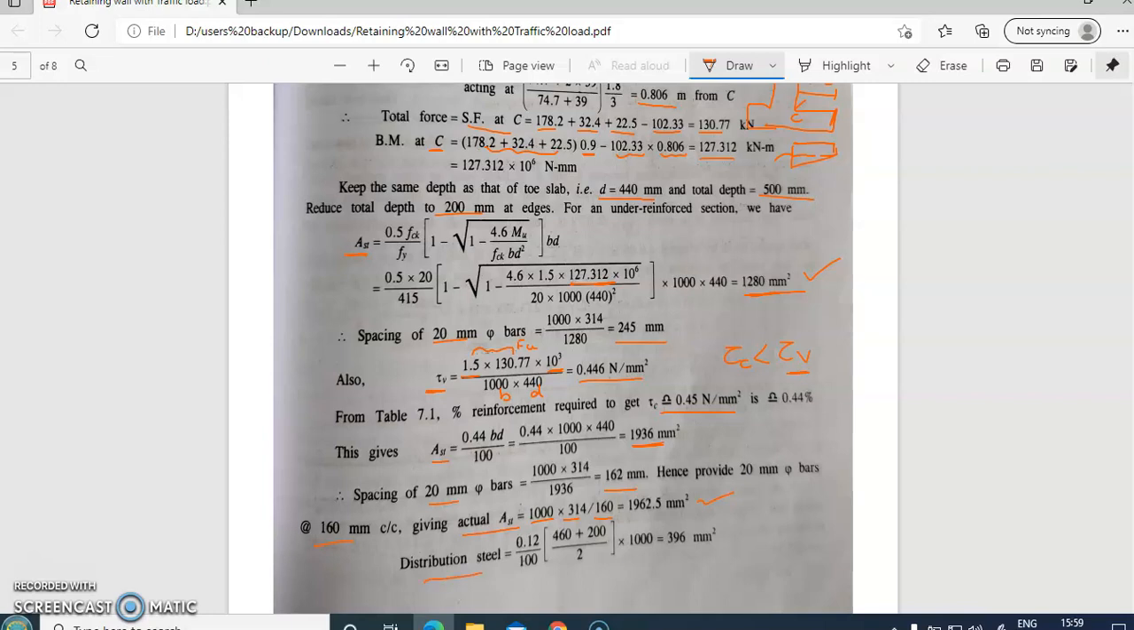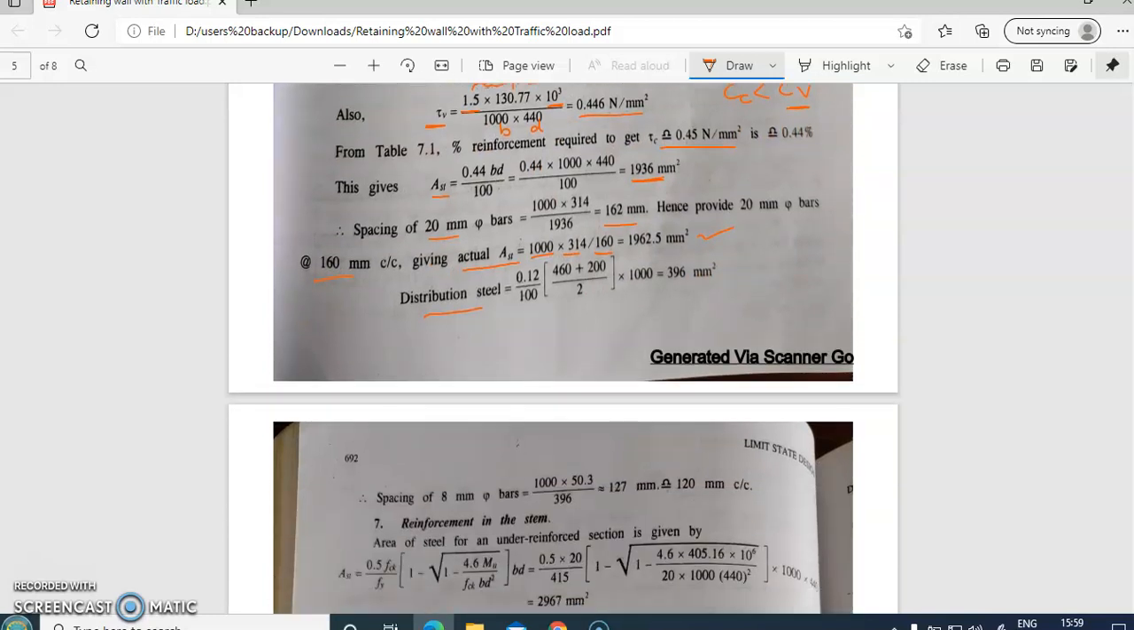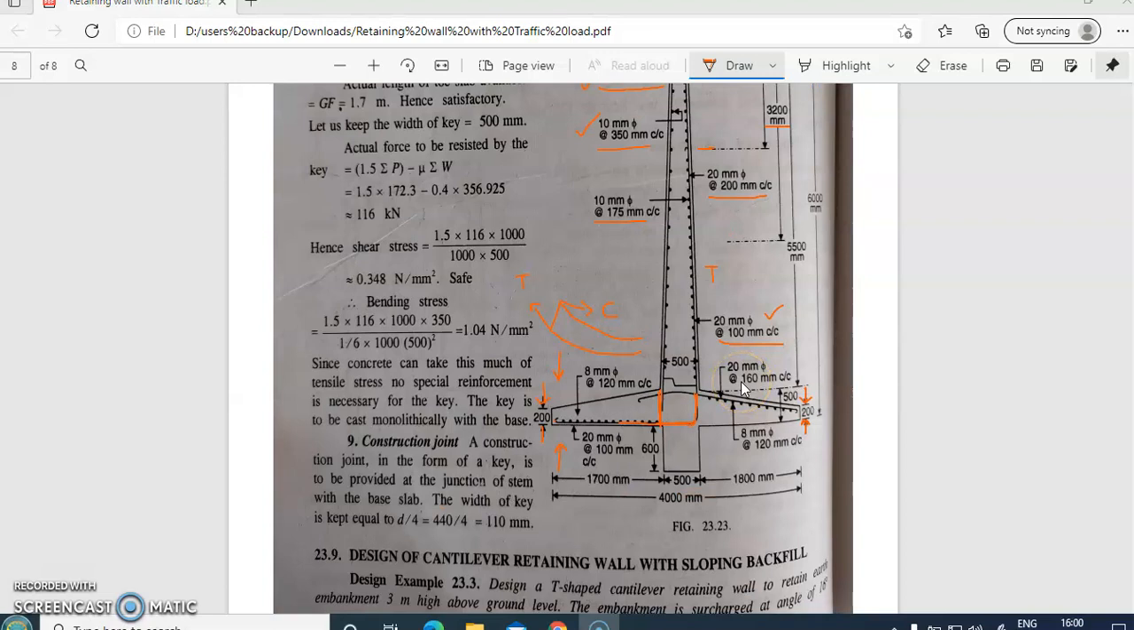Next, distribution steel, so that is 0.12% of the cross section, and 460 is at the inner face of the heel and 200 is towards its outer face. So the average of this is taken and we get 396 mm square. So using 8 mm bars, the spacing is worked out as 127. Let us reduce it to 120 mm. So 8 mm bars can be provided at 120 mm center to center. This is the detailing of the heel slab.